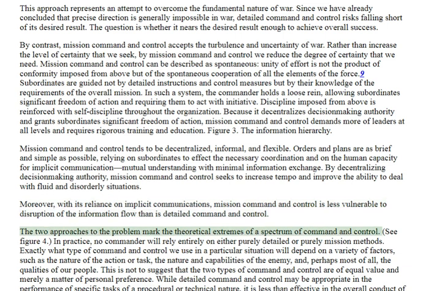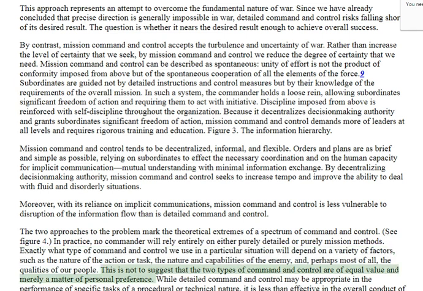The two approaches to the problem mark the theoretical extremes of a spectrum of command and control. See Figure 4. In practice, no commander will rely entirely on either purely detailed or purely mission methods. Exactly what type of command and control we use in a particular situation will depend on a variety of factors, such as the nature of the action or task, the nature and capabilities of the enemy, and, perhaps most of all, the qualities of our people.